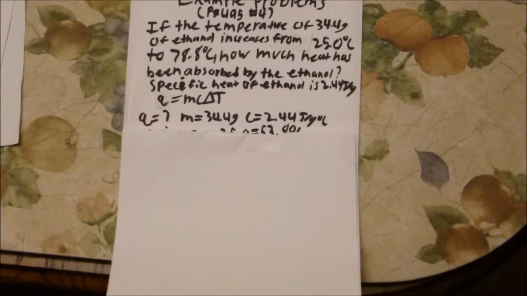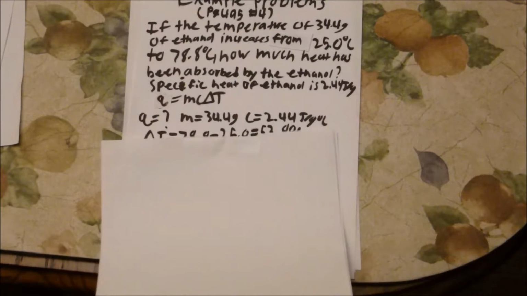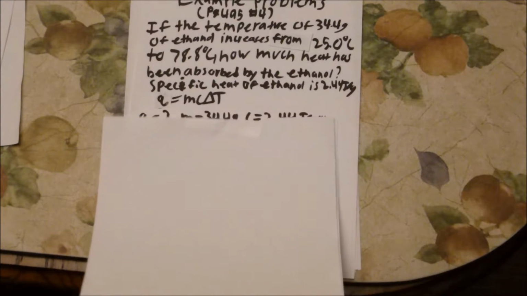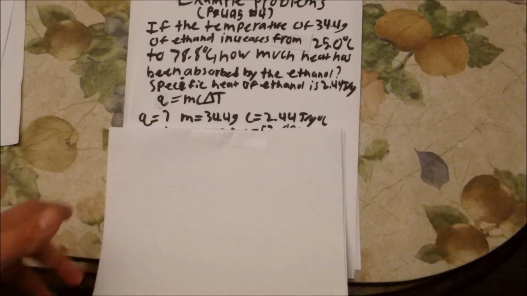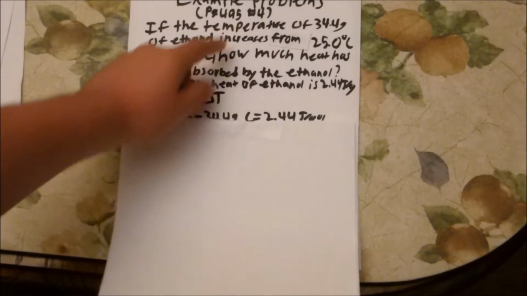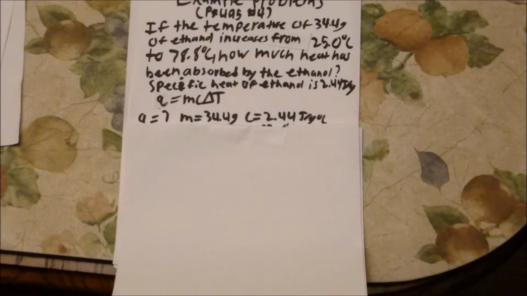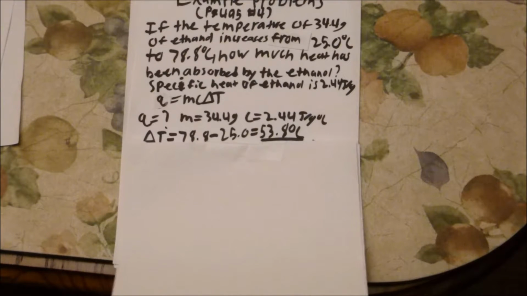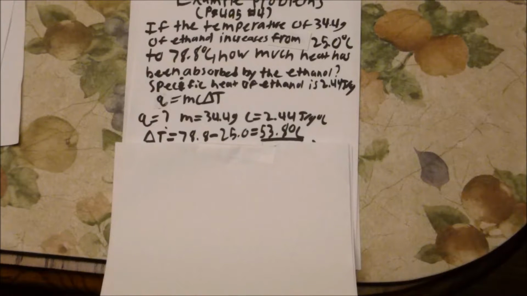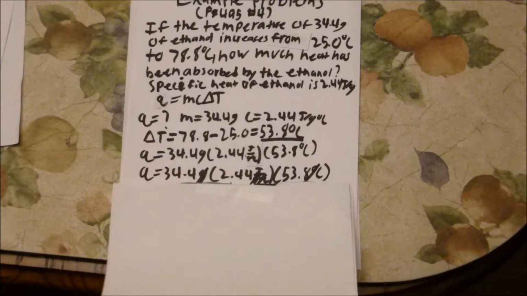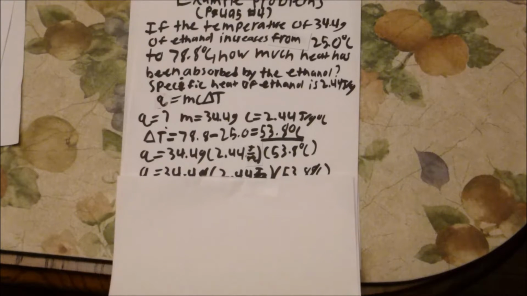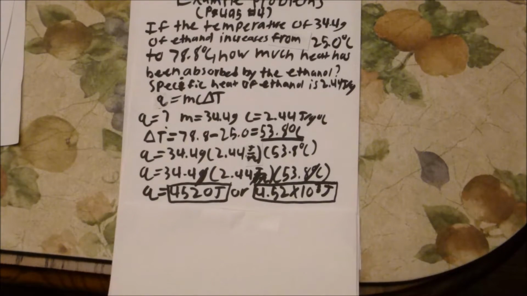So from there you have to assign numbers from the problem to the corresponding variables from the Q equals MCAT formula. You must find Q, so that must be the unknown. M is 34.4 grams. And C, the specific heat, is also shown, which is 2.44 joules over grams degrees Celsius. And for delta T, it tells you the final temperature and the initial temperature, so you subtract the two, which gives you 53.8 degrees Celsius. And you plug it into the formula. After that, you must cross out the units and multiply the numbers together to get the answer. The rounded answer you get is Q equals 4,520 joules, or 4.52 times 10 to the third joules.